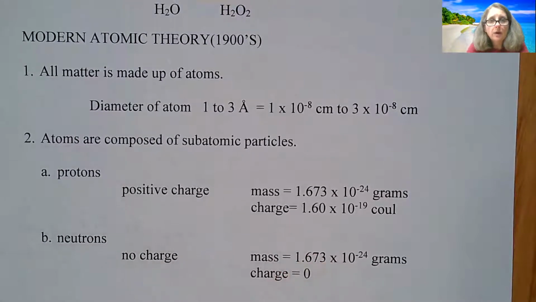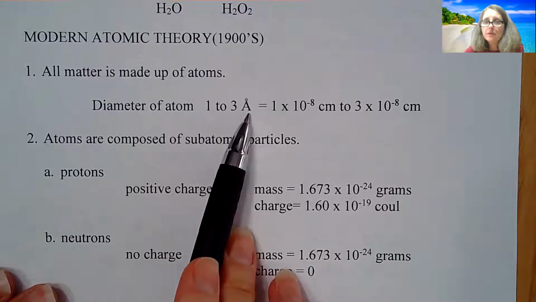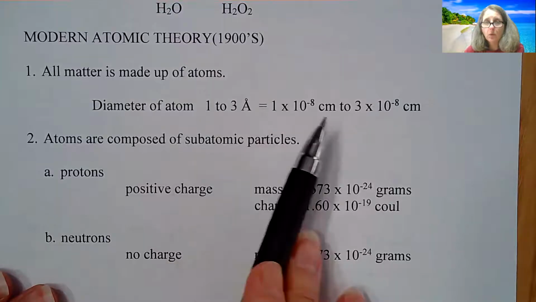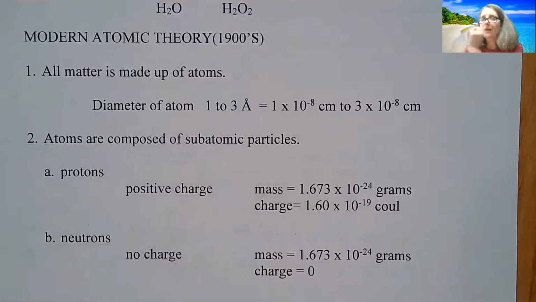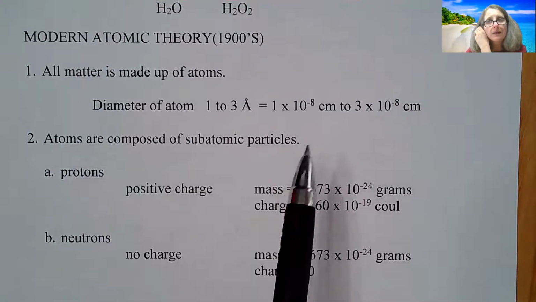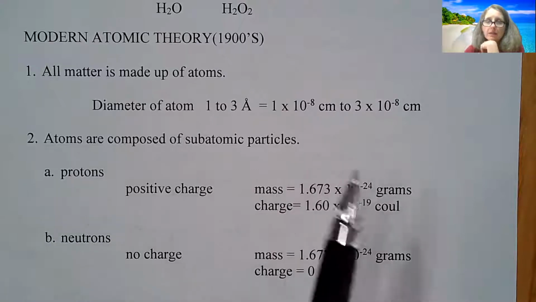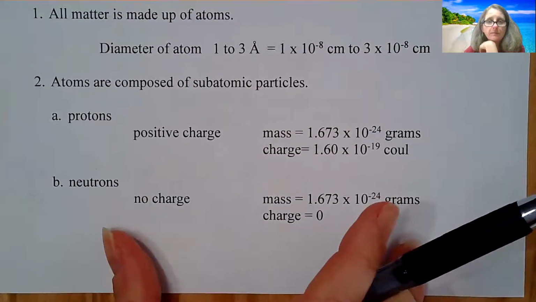We now know that they're made up of atoms, but we now have subatomic particles that we're going to talk about. So the diameter of an atom is 1 to 3 angstroms. So again, this is a unit I showed you in lecture 1. It's between 1 and 3 times 10 to the negative 8th centimeters in terms of diameter. Again, you don't need to know those numbers, but I want to throw out some things at you so that when we get into trends, it's not unfamiliar to you.